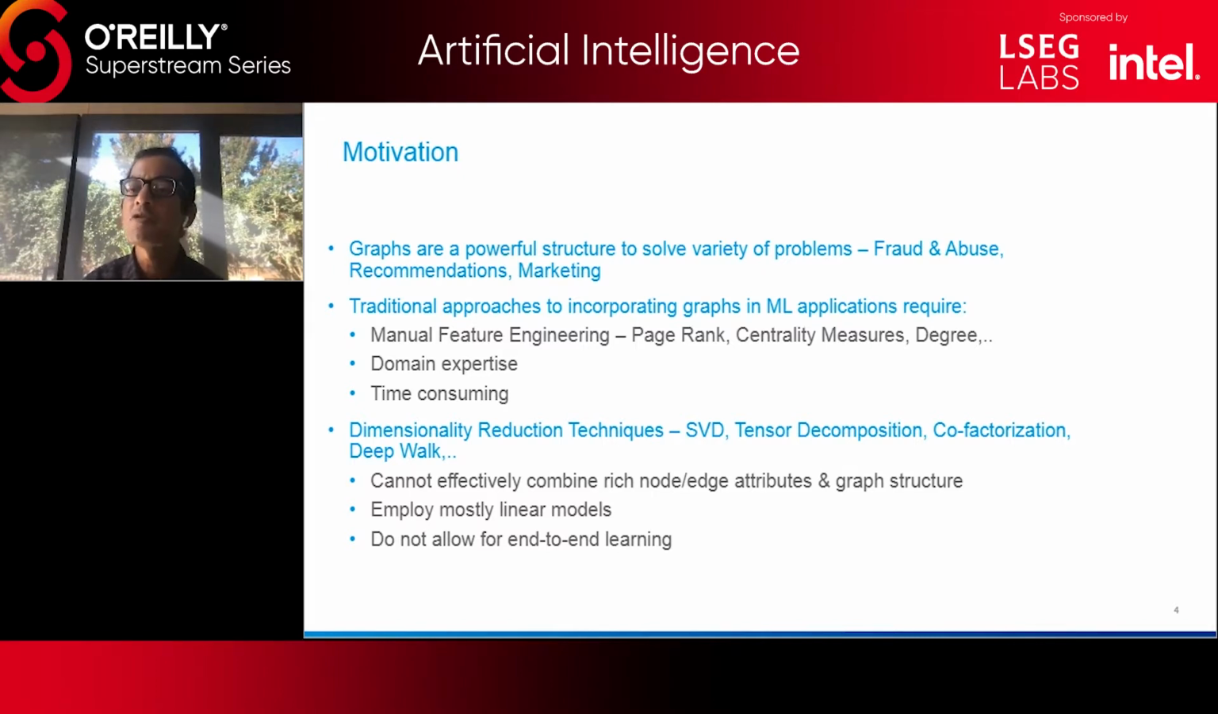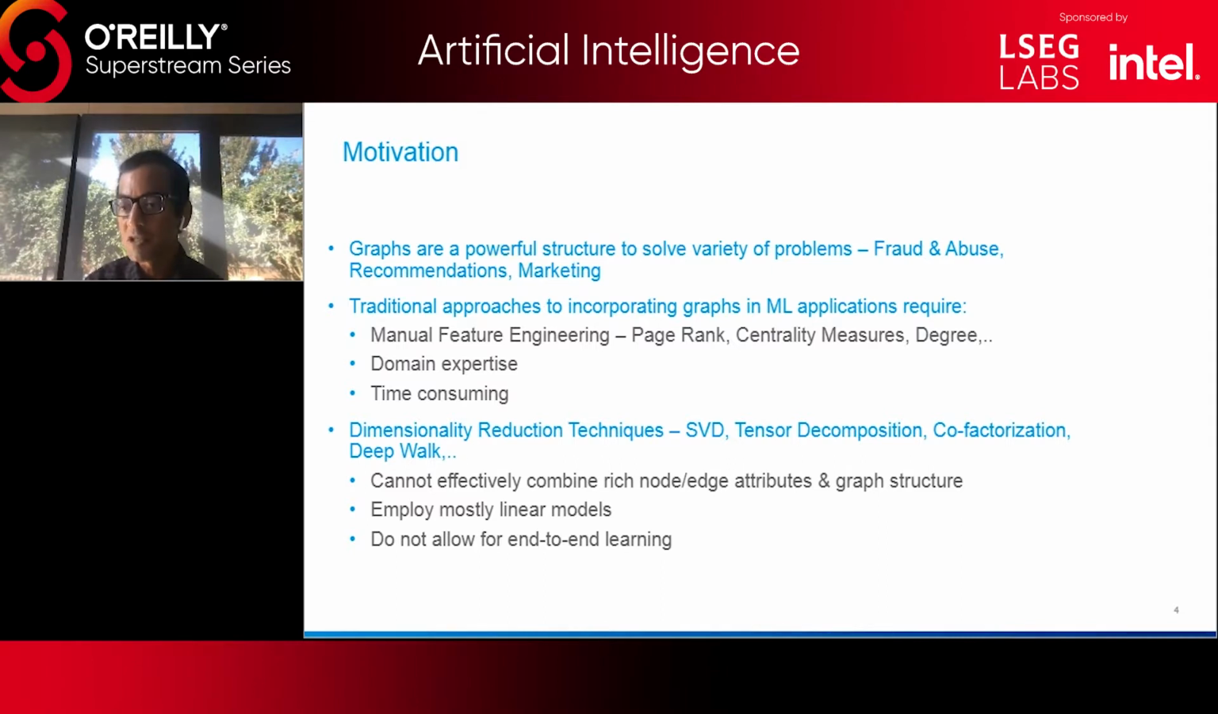But the traditional approach to applying these graph-based techniques, as machine learning originally evolved, uses a feature engineering approach. You build some manual features, so there is a human involved in coming up with these features.